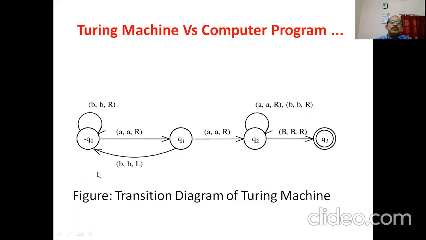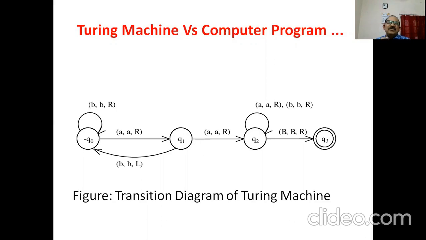In this situation, if you take the programming language terminology, you can say that the Turing machine is in a loop. Is it clear? With the help of programming language terminology, we can say the Turing machine is in a loop.